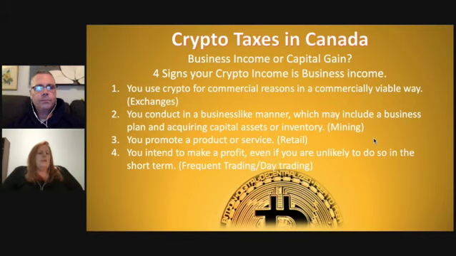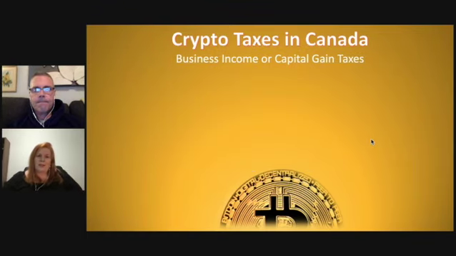So you intend to make a profit, even if you are unlikely to do so in the short term. So we're looking mostly, in this case, at frequent trading, which is basically the same as day trading. So if you're taking your crypto and you're buying it, and you're doing all of these quick swing trades, you're getting in, you're getting some profit, you're getting out. Well, these are business incomes. They're not capital gains. So it's kind of an interesting thing.